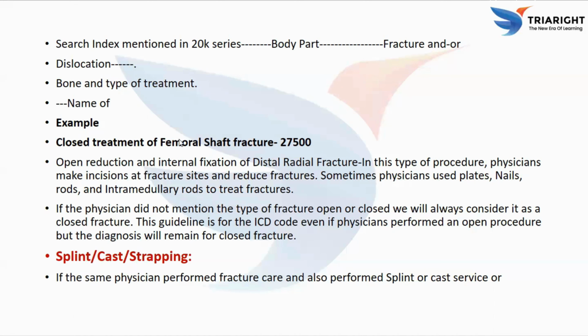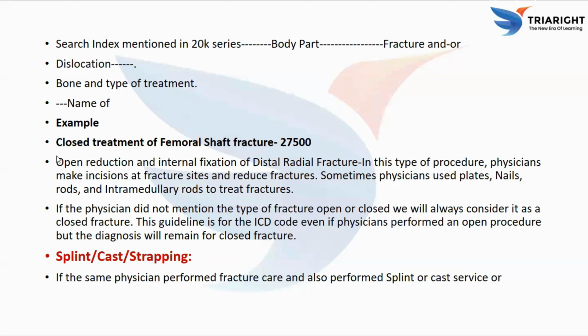And here is an example. Closed treatment of femoral shaft fracture, which is in CPT code range 27,500. So why is 27,500 assigned? Because the bone involved here is femur, location is shaft and treatment is done closed. So there is no insertion and there is no placement of internal hardware. So the code represents the closed treatment of the femoral shaft fracture.